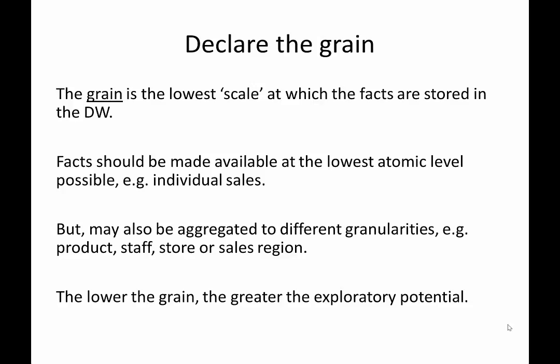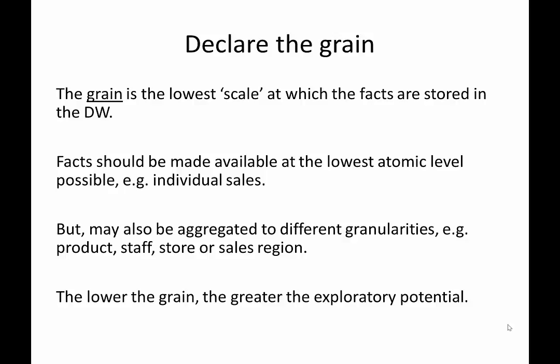He then suggests that you identify or declare the grain of the data warehouse. Now, the grain of the data warehouse is the lowest scale at which the facts are stored in the data warehouse. So the grain of that table that we've just seen is temporally one day, because that's the lowest resolution that we're storing the information at. We could have had a grain of an hour, and then we'd have summed everything sold within each hour. But we've decided to aggregate to the day, so in the temporal domain the grain is one day in this case.